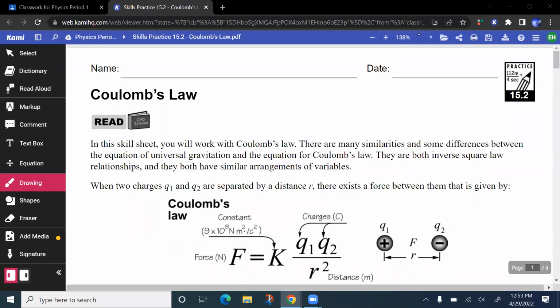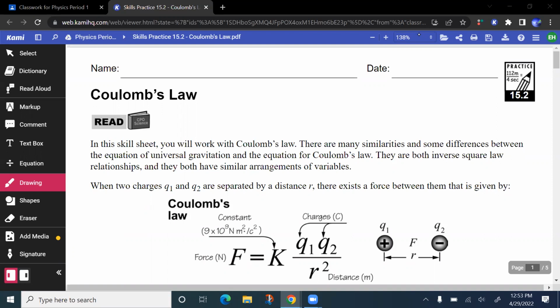Hello. In this video tutorial, we're going to be looking at skills practice 15.2, Coulomb's law. Remember to pause or rewind the video as necessary. Please read along with me. In this skill sheet, you will work with Coulomb's law.